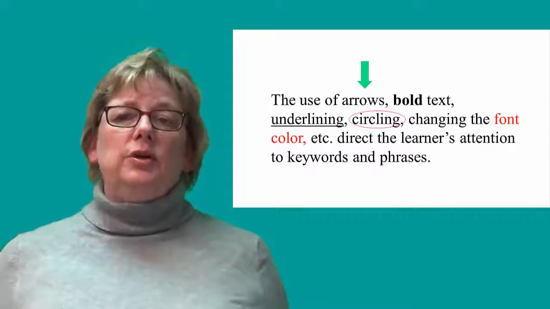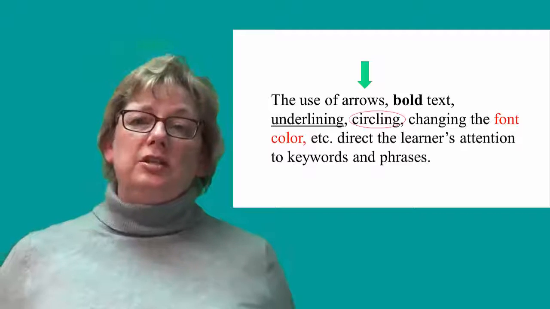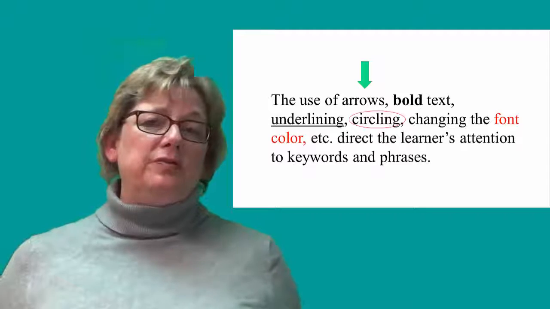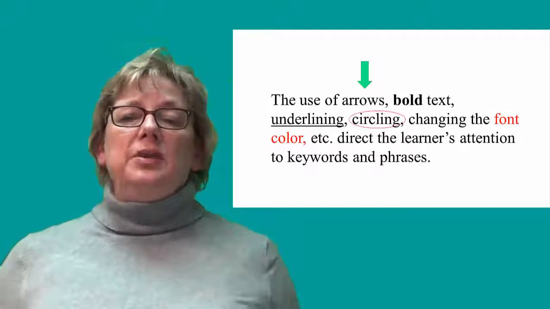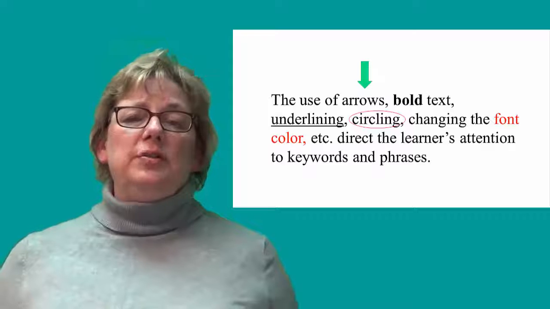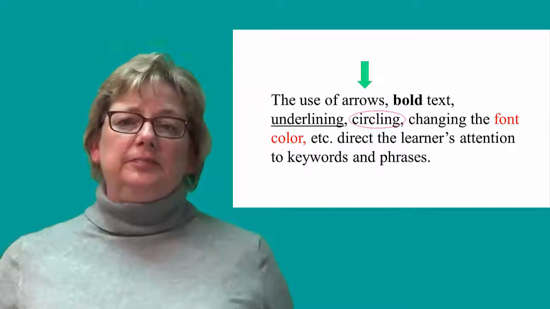This is done by directing the learner's attention to significant material. The use of arrows, bold text, underlining, circling, changing the font color, adding special effects such as flashing words and shapes that can be clicked on for additional information or instruction are examples of signaling.